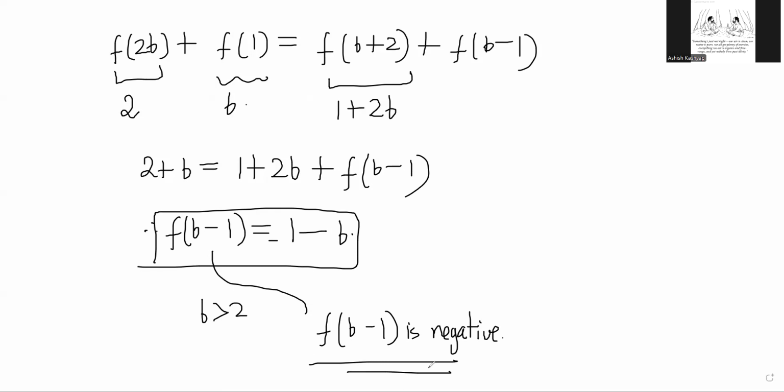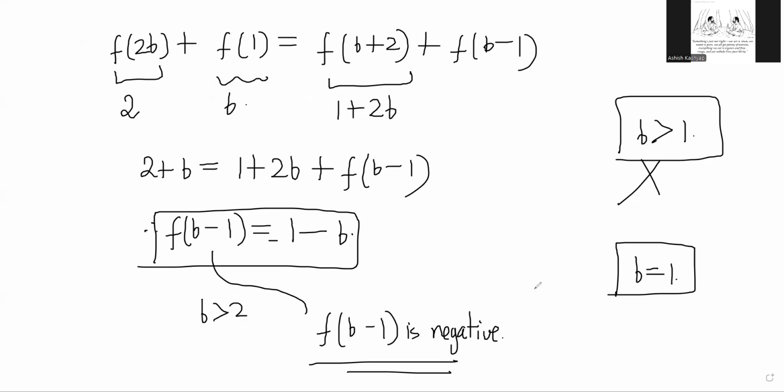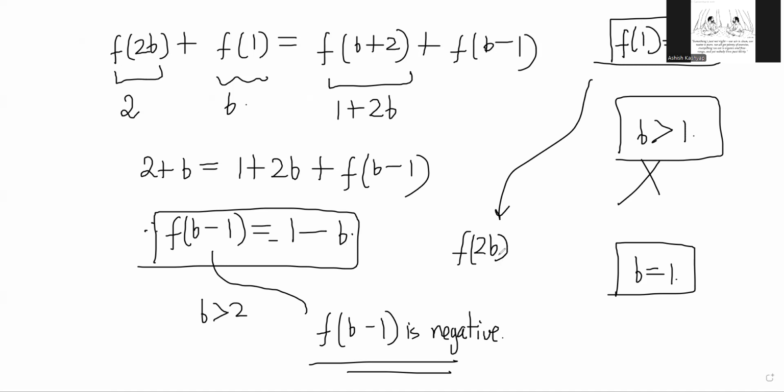So this is a contradiction, which means we had assumed b greater than 1. That assumption is wrong, right? While doing the question, we had assumed b greater than 1. So now we get that that assumption is being contradicted. And therefore, what we have is b is equal to 1 now, right? So f of 1 value is now equal to 1 for us. And the other values are still valid, like f of 2b for us is simply 2. So we get f of 2 is equal to 2 now, right?